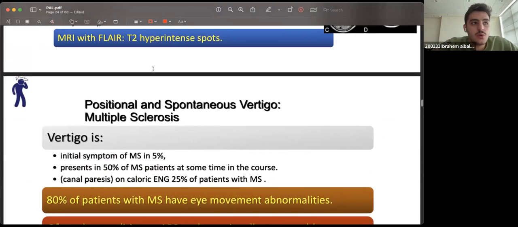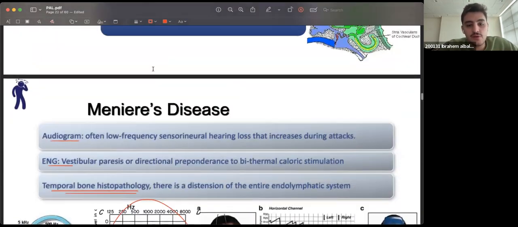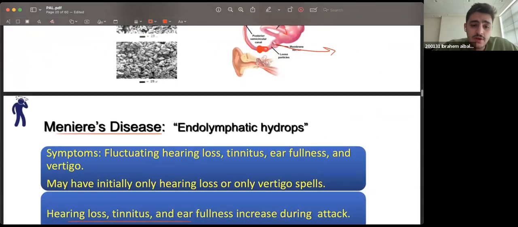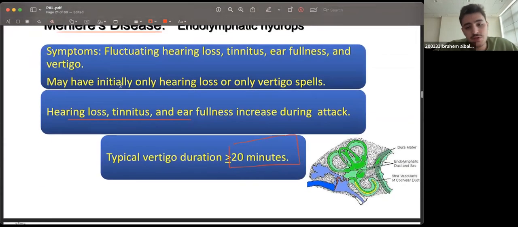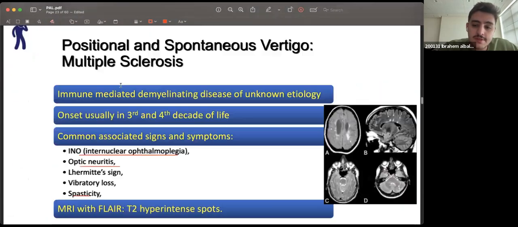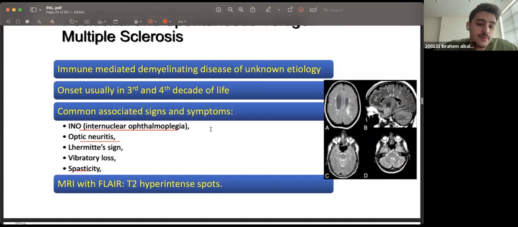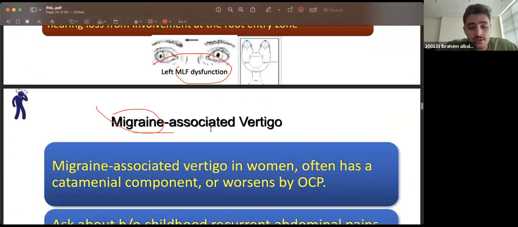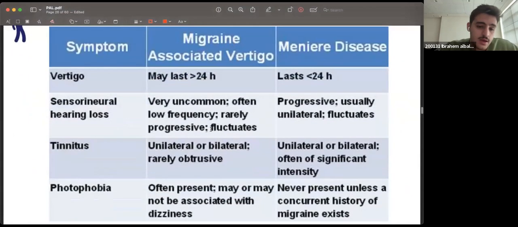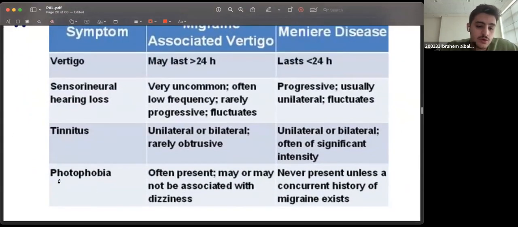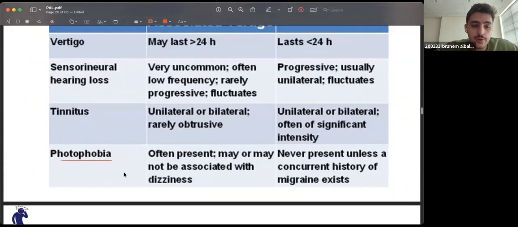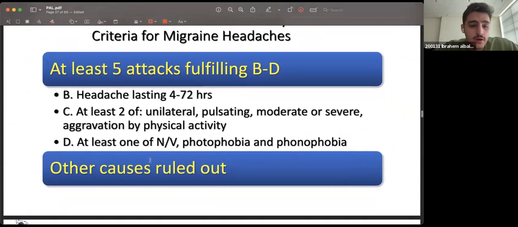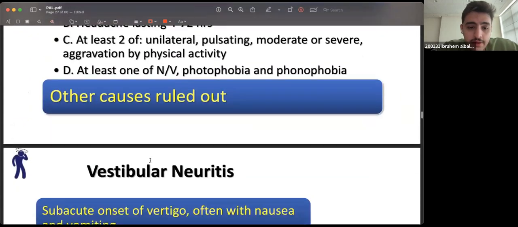What's important is that now you've established an idea about each and every one of the 4 causes. So we said BPPV, the episode is short in duration. Meniere's disease is long in duration with hearing symptoms. Multiple sclerosis, you have visual symptoms. You have spasticity, vibratory loss. And then migraine associated, it's associated with a headache. Since it's a migraine, you might have photophobia or phonophobia. These are other history parts of the headache.